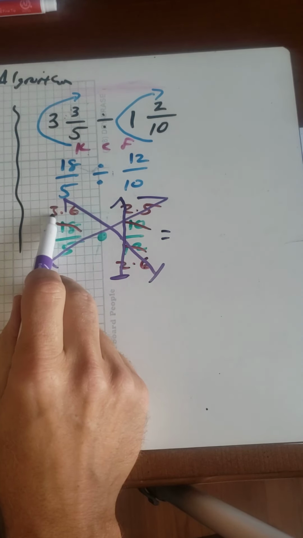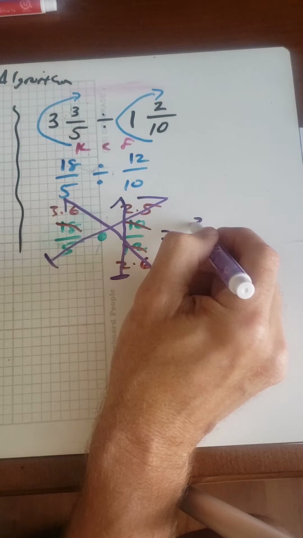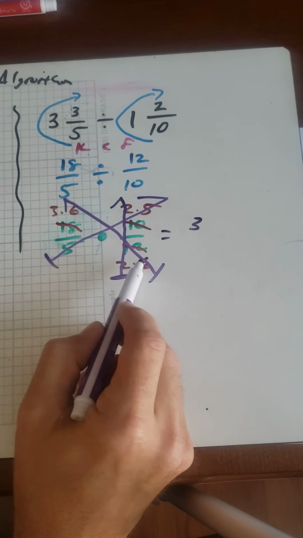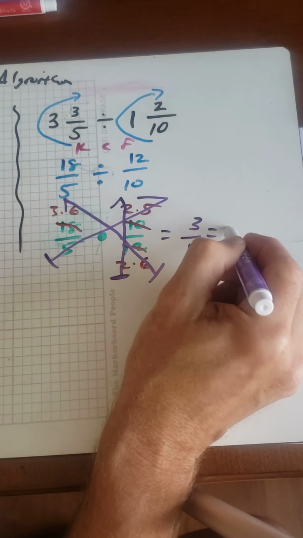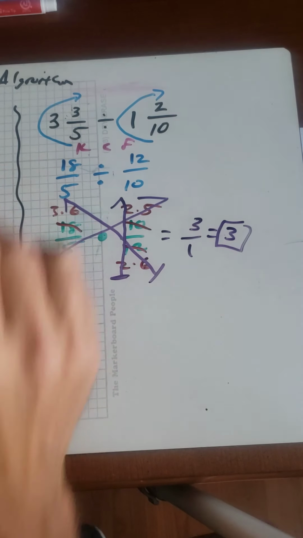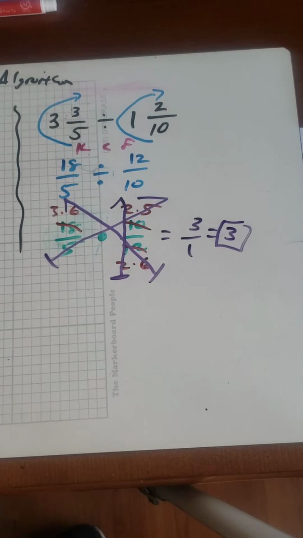So on top I have 3 times 1 times 1 times 1, so that's 3. On the bottom I have 1 times 1 times 1, so that's 1. So my answer is just going to be 3. So 3 3/5 divided by 1 2/10 is equal to 3. Okay, so that's pretty much it. That's as hard as they can get.